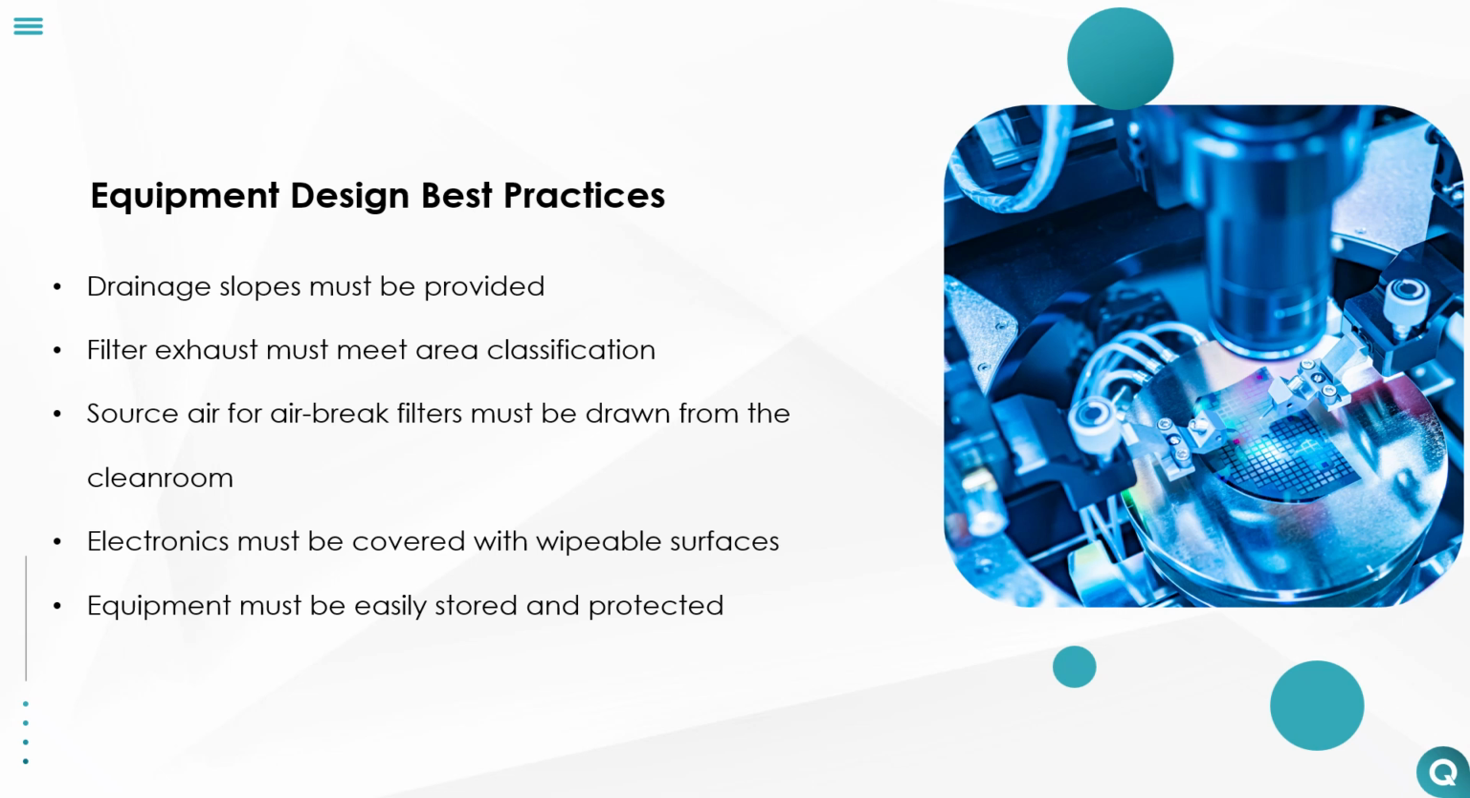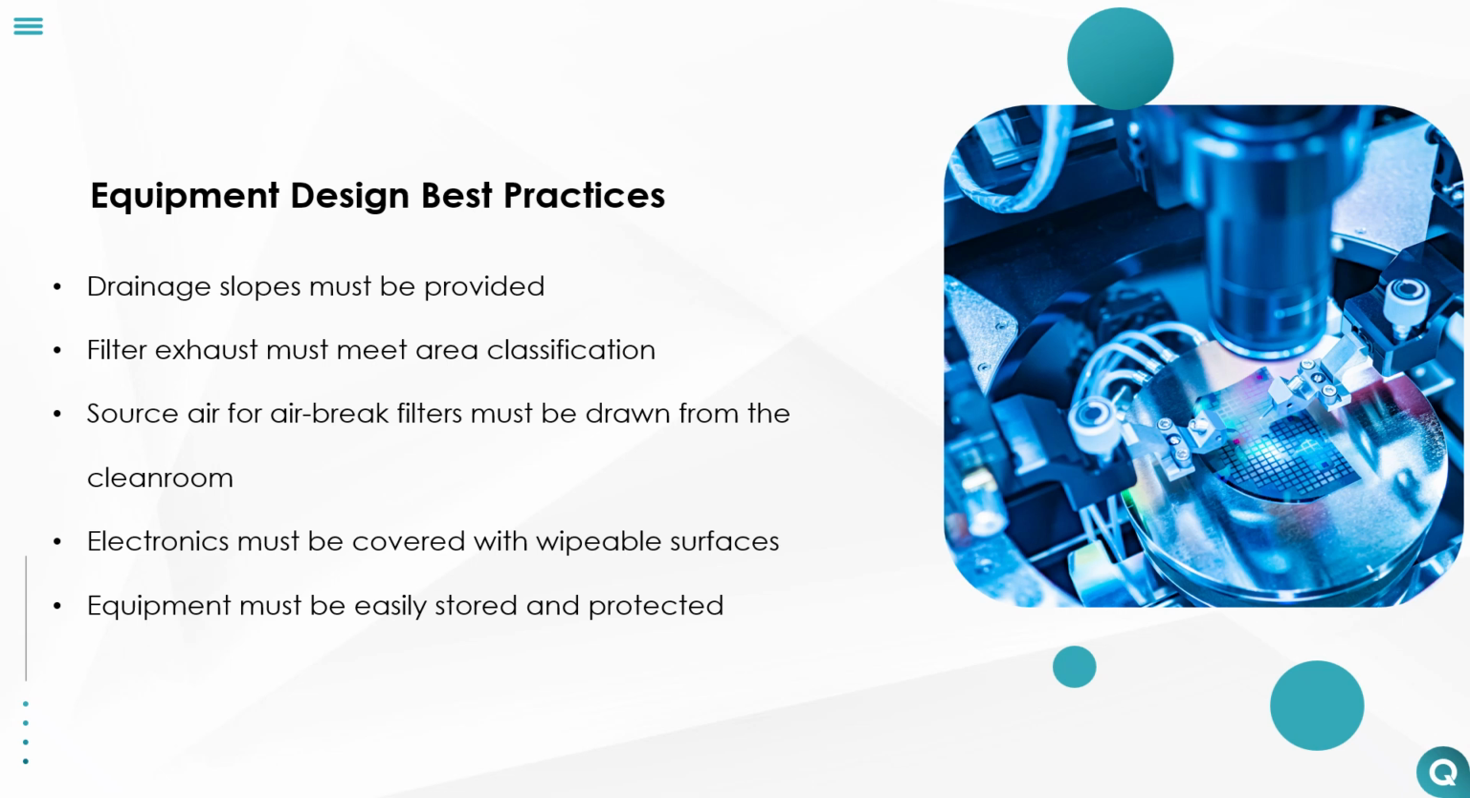Incorporating drainage slopes ensures proper drainage of liquids and prevents pooling, which can harbor contaminants and facilitate effective cleaning and maintenance. Filters used in exhaust systems must meet the required area classification standards for cleanliness and particulate removal. Air break filters should draw air from within the cleanroom environment, which ensures filtered air is free from external contaminants. Electronic components should be covered with surfaces that are easy to wipe clean, which prevents accumulation of dust and facilitates routine cleaning practices without compromising electronic functionality.